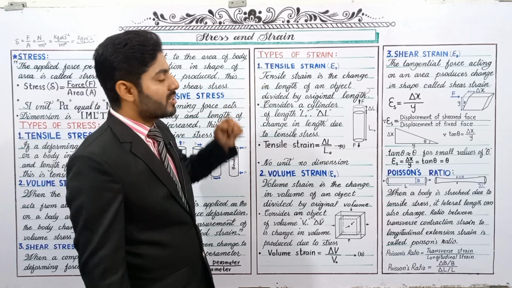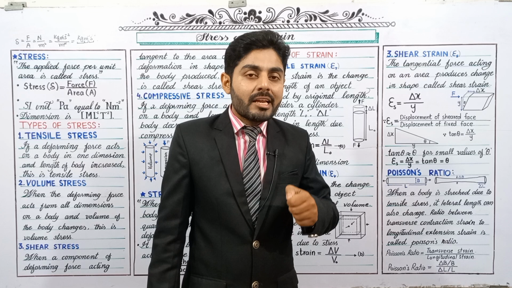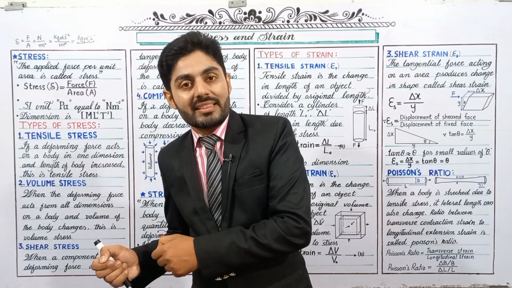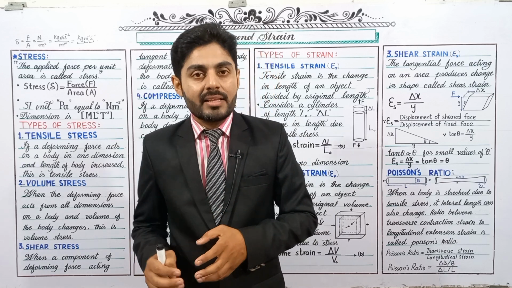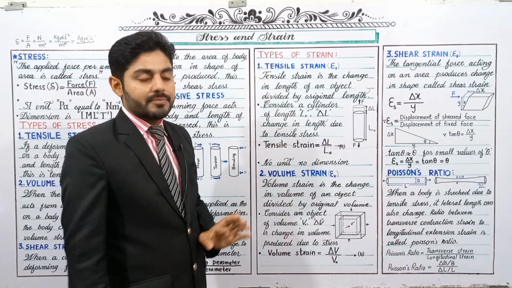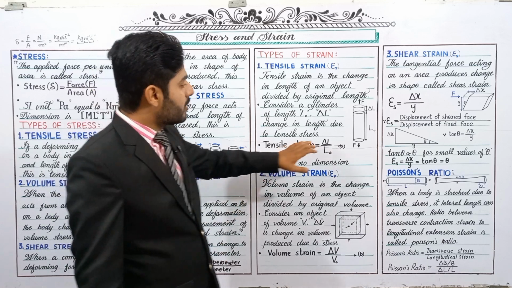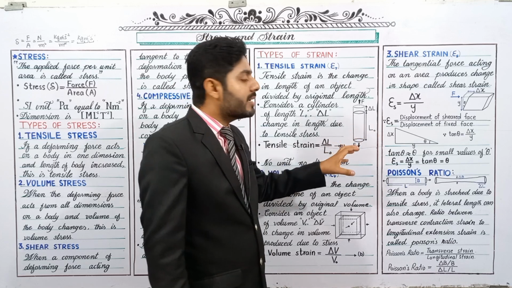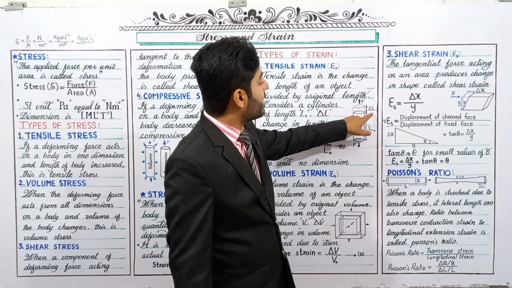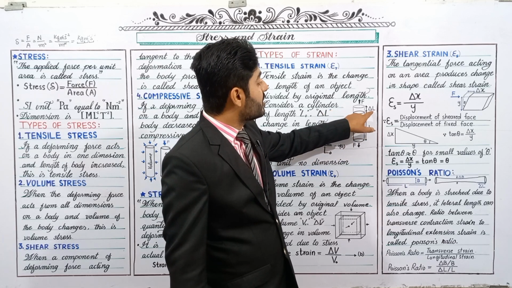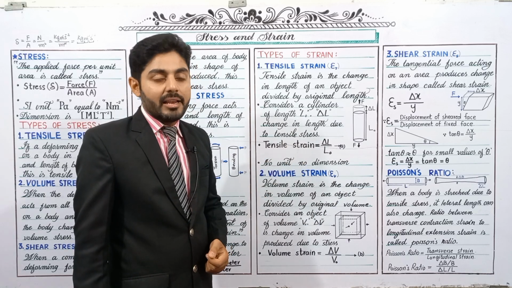Number one, tensile strain. Tensile strain basically tells us how much change in length of the body is produced with respect to the original length. Okay, it is the ratio between change in length and original length. We have a cylinder of original length L0 and we have applied tensile stress on this body, and there is some extension delta L. The ratio between this change in length and the original length is basically tensile strain, delta L by L.